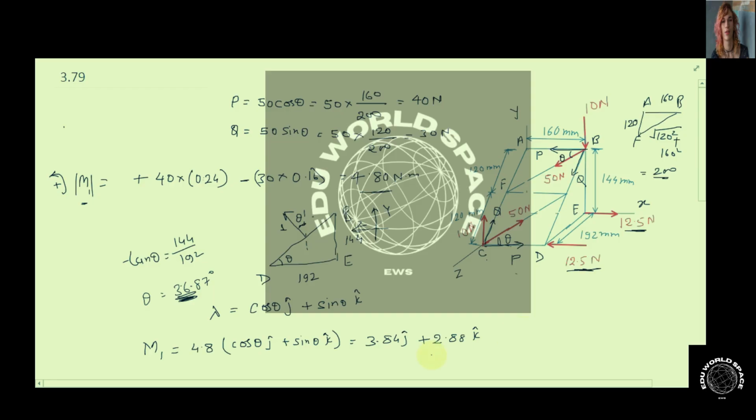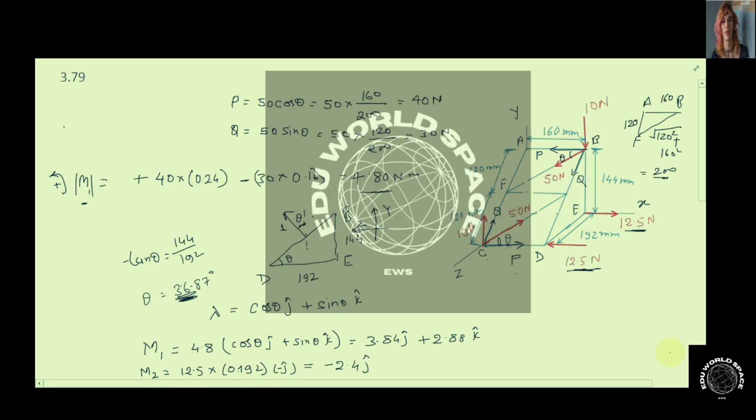So we can write the moment M2 to be force, that is 12.5, multiplied by their perpendicular distance, that is 0.192 Newton meter, and its direction will be minus j cap. So if we solve these values, this comes out to be minus 2.4 j cap. We have found these two values.